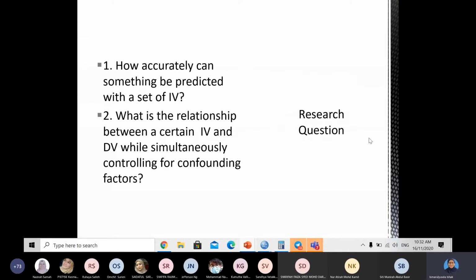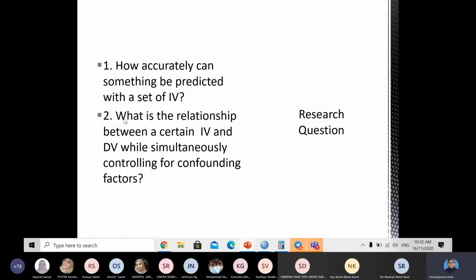Okay, so what research questions can you ask from this multiple regression? How accurately can something be predicted with a set of independent variables? For example, how accurately can suicide be predicted by depression, anxiety, and stress of subjects?